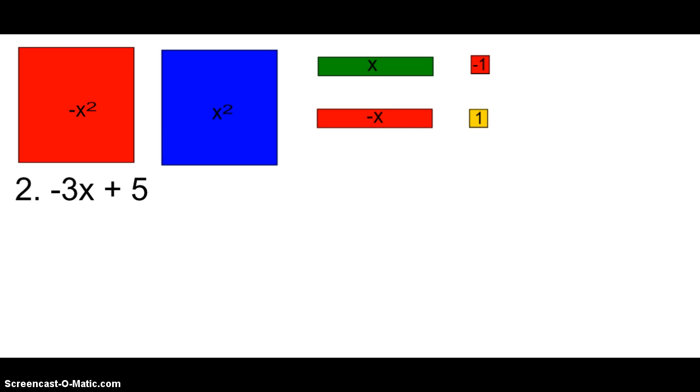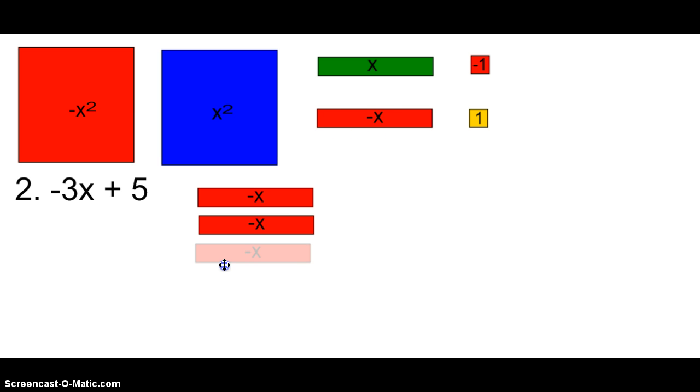Let's try it again. Our next polynomial is negative 3x plus 5. So instead of using the positive, we're going to use our negative x, and we're going to use 3 of them to represent negative 3x. To model 5, we're going to use 5 of our positive integer tiles. And there we go. Negative 3x plus positive 5.